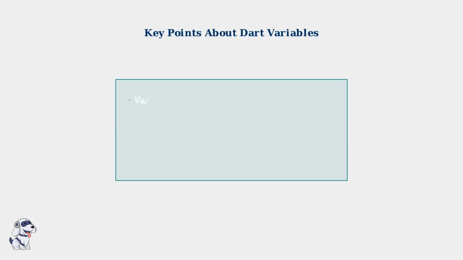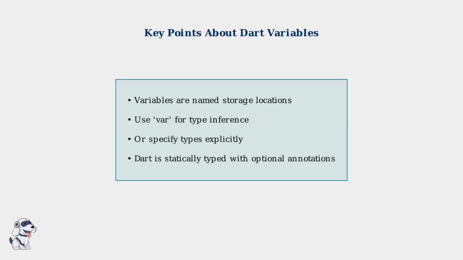Key takeaways about Dart variables. They are named storage locations. You can use var for type inference or specify types explicitly, and Dart's static typing with optional annotations gives you both flexibility and safety in your code.